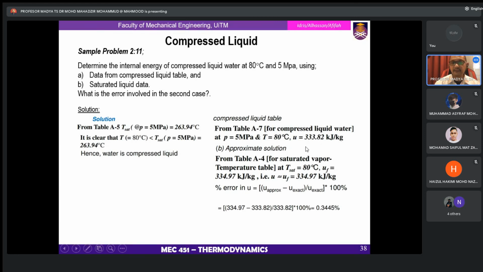At 5 megapascal and temperature 80 Celsius, you can find u, the specific internal energy. And also the saturated liquid data. From table A4, we know that the saturation temperature is 80 Celsius, so u_f you can also get from the property tables. To check the error in the specific internal energy, this is a general formula that can be used. You will get the percentage error is 0.345%. That is quite a low percentage.